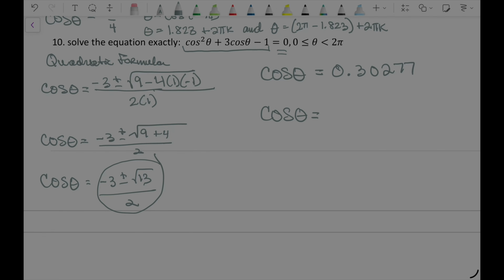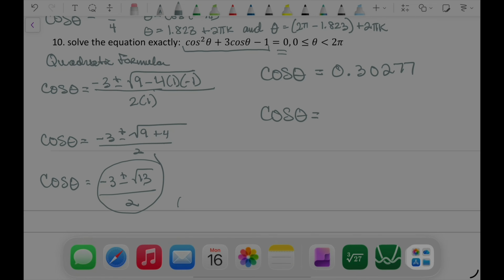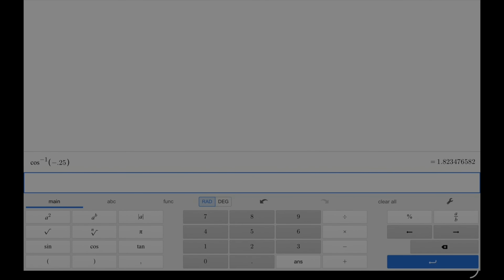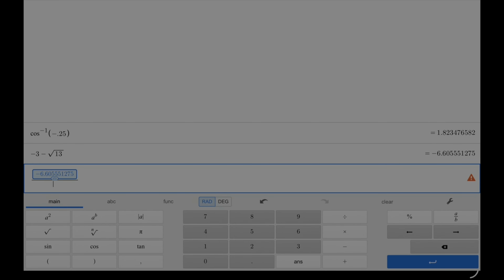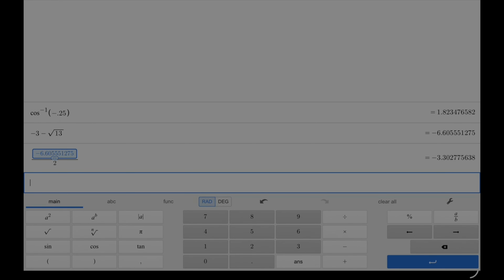All right. I ran through this with a plus sign, and I got this. I ran through it with a minus sign, and I got a negative number. No, I didn't get a negative. What do I get? Grab our calculator. -3 minus root 13, and then I'm going to divide that by 2. -3.3.